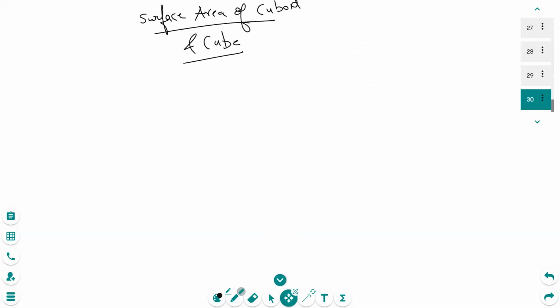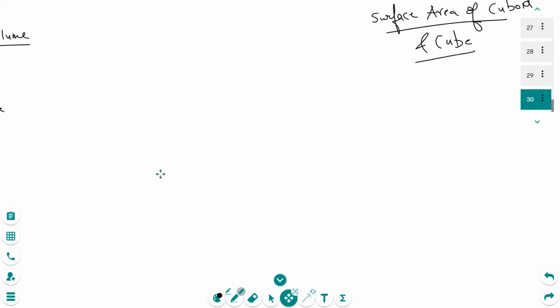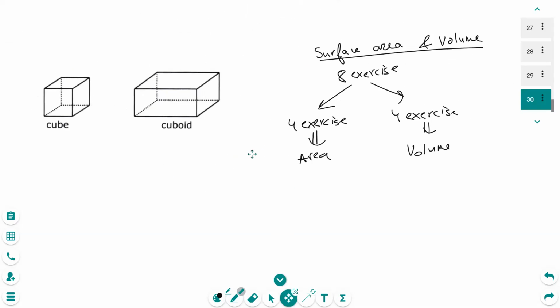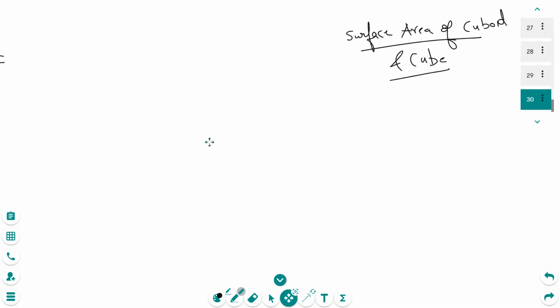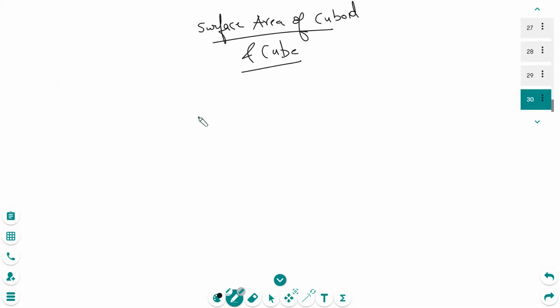Suppose there is a cuboid. I have taken a cuboid here. So this is a cuboid. Let me construct it here. I'm drawing a cuboid, trying to make it uniform. Let's join these up. This will be my cuboid, isn't it?